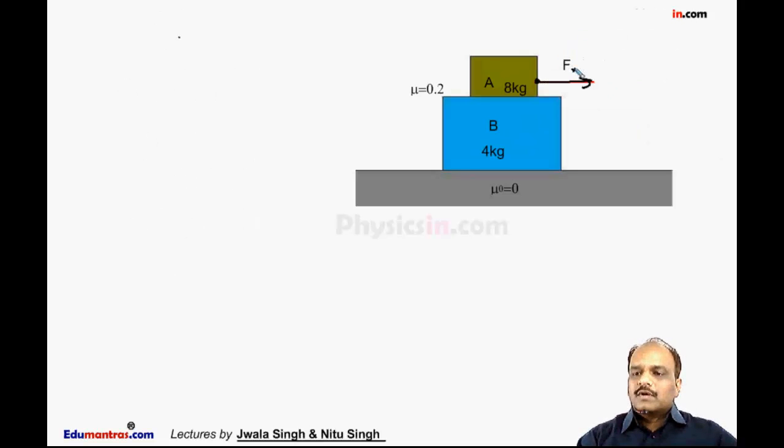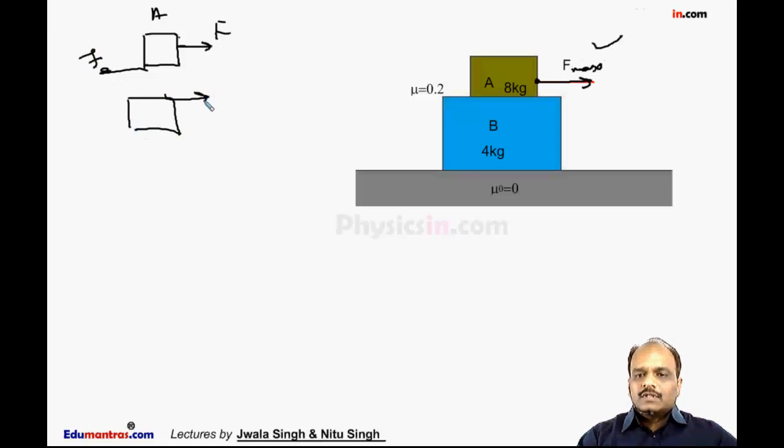Now the question is, what is the maximum force F max which I can apply such that these two blocks A and B move together. Suppose we are applying a force F on this block A. So the friction here is F. In the same way, the friction on this block B is in the forward direction.